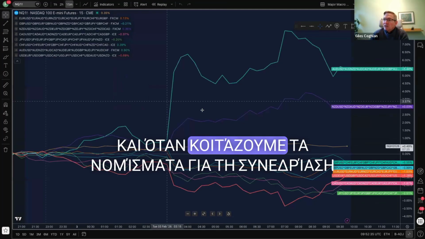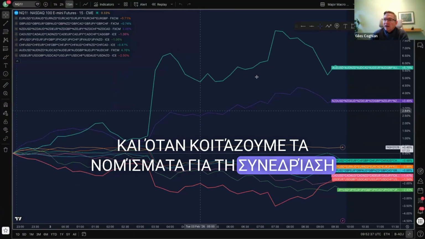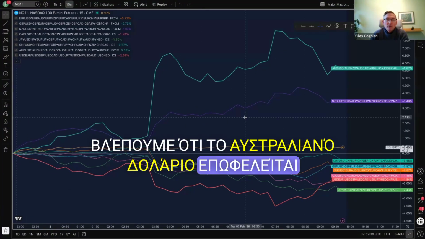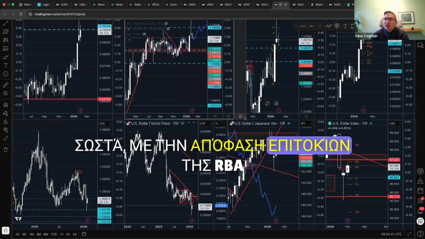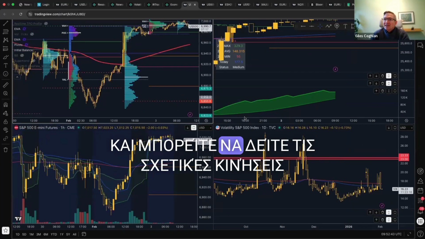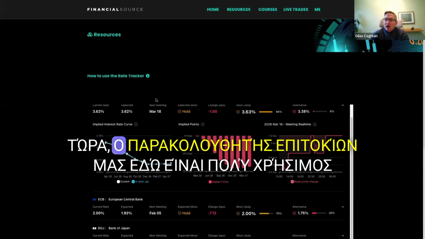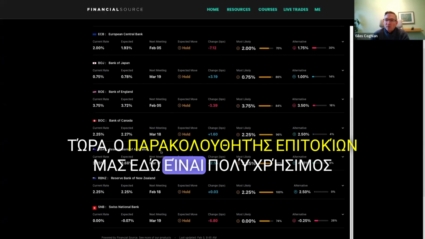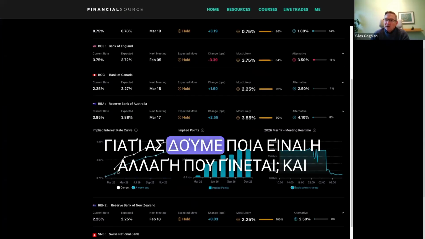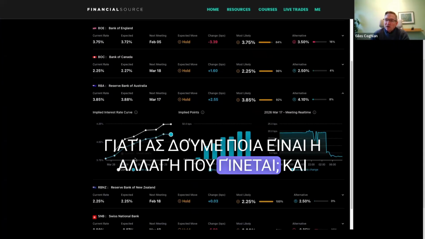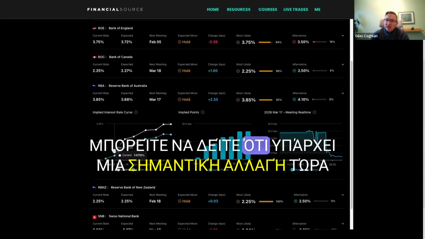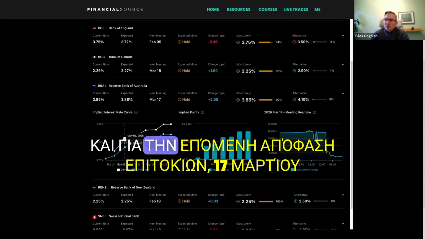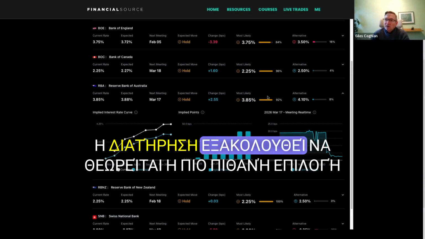And when we look at the currencies for the session, we see that the Aussie dollar is benefiting, right, with that RBA interest rate decision. And you can see the related moves. Now, our interest rate tracker here is very helpful, because let's have a look and see what is the change going on. And you can see that there is a significant change now. And for the next interest rate decision, March the 17th, a hold is still seen as the most likely option.